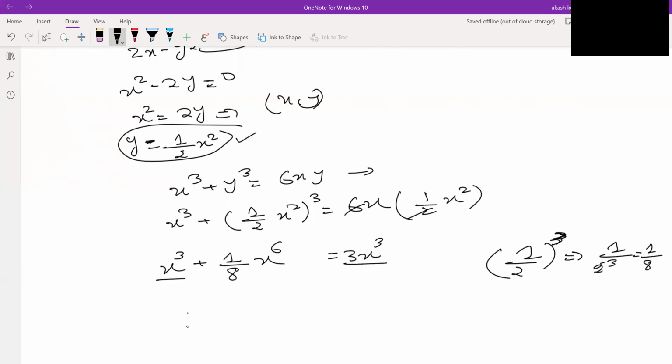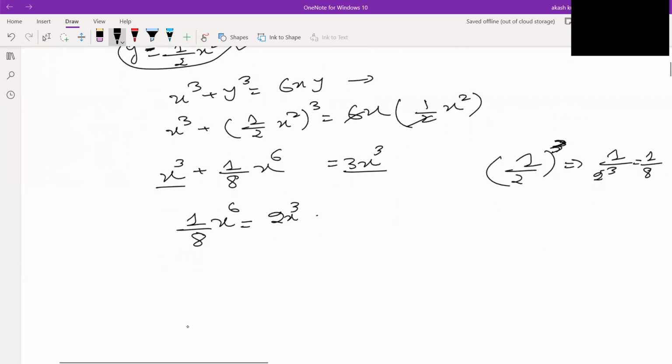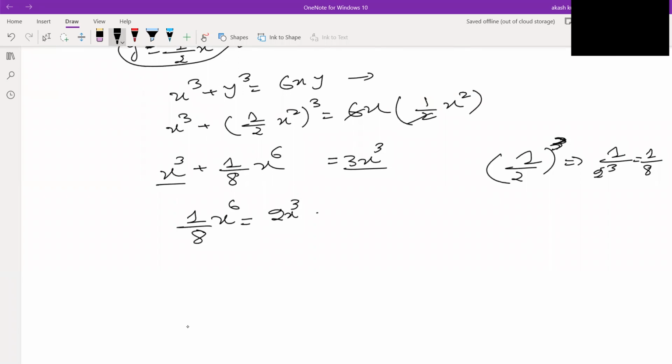x cube terms are the same. 1/8 x raised to the power 6 is equals to 3 minus 1, which will be 2x cube, right? Yeah. Okay. And multiplying 8 with this, 8 times 1/8 x to the power 6 will be 16x cube. Can we cancel out x cube? It will be 16. x cube is equals to 16.